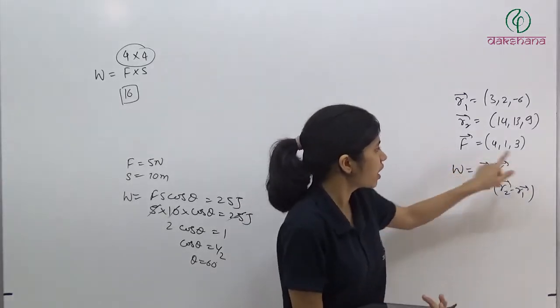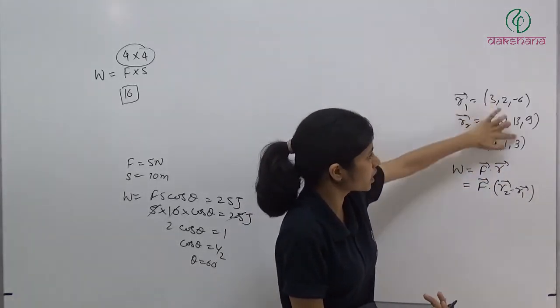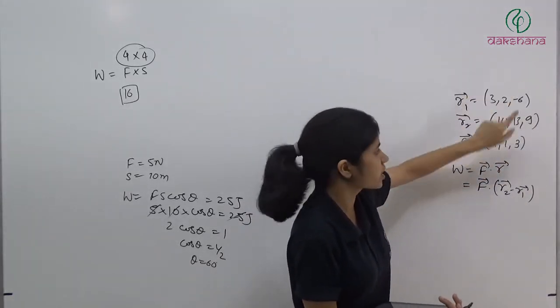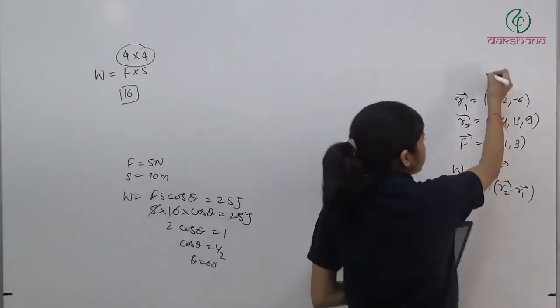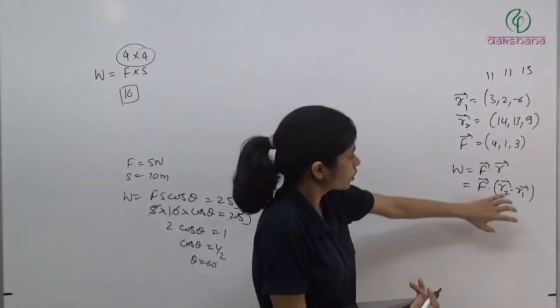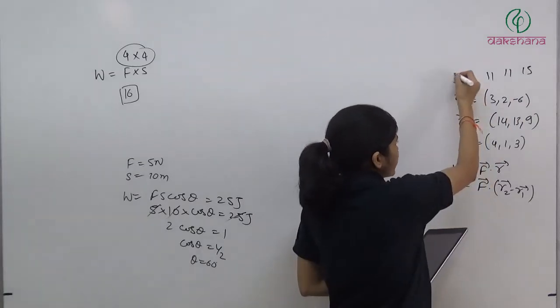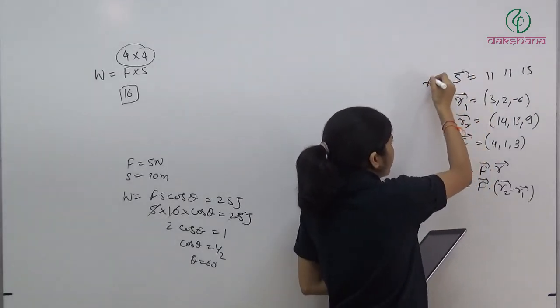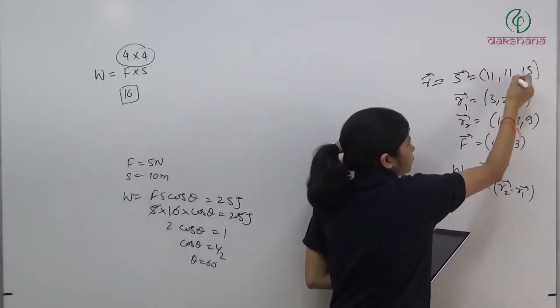F is this, R2 minus R1: 14 minus 3, 13 minus 2, 9 minus 6. So it is 11, it is 11 and this is 15. Clear? Now this is R2 minus R1. This is your displacement or R vector. Whatever you want to write, you can write.